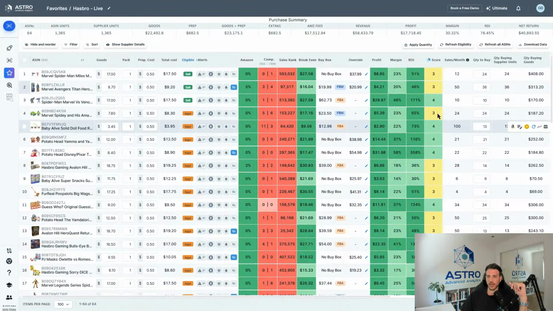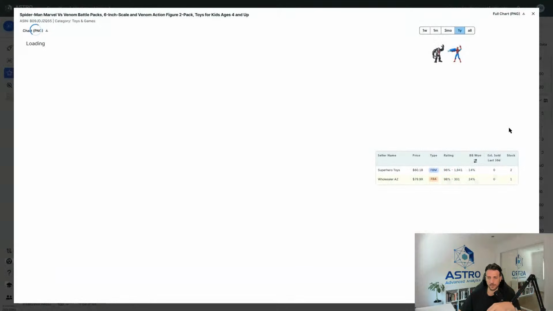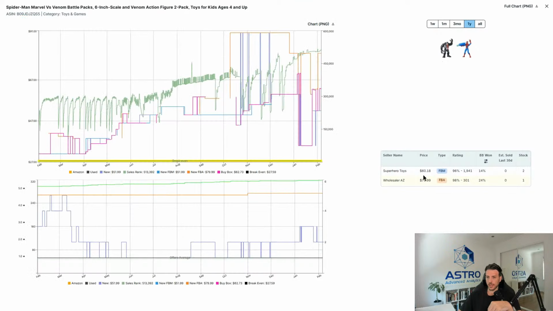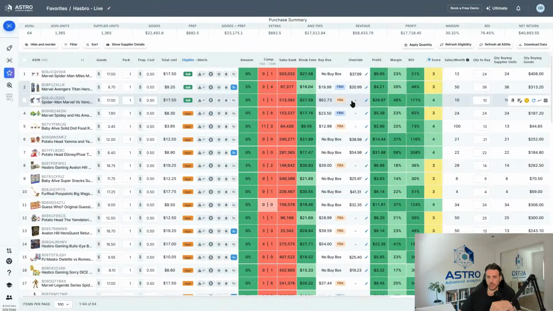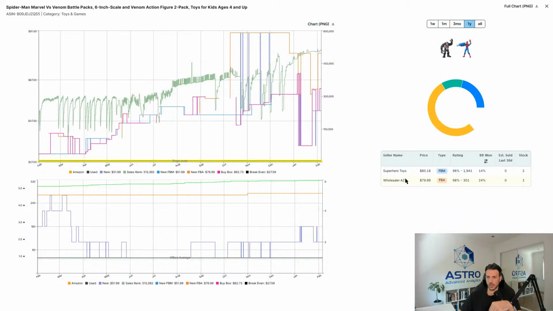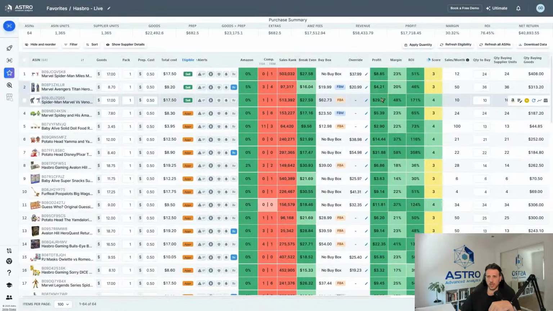So this one here, let's quickly see the data, see what's up. $79 is the FBA seller, but wait, they're in the buy box here. So the FBA seller, $62.73. Okay, I don't even see them. It's weird. It's very, very profitable as well. Let's just refresh this.